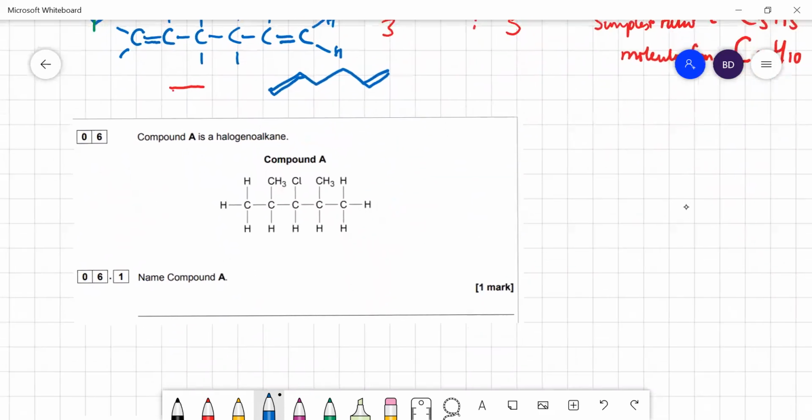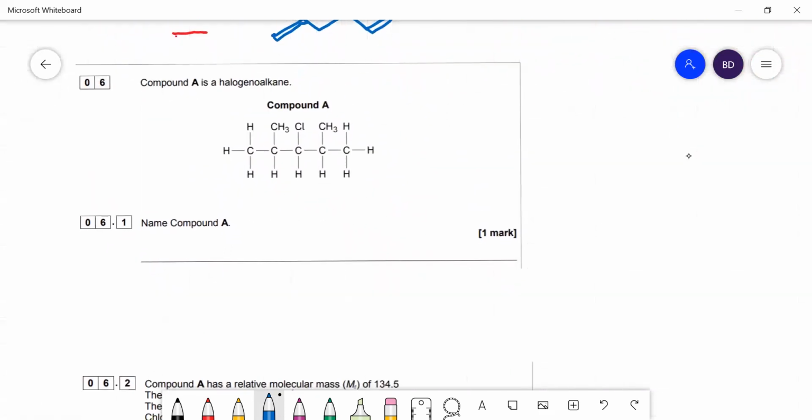Okay, 6. Compound A is a halogenoalkane. Name the compound A. Right, so it's 5 carbons long, so it's going to be pentane. That's the longest carbon chain, and it has got a chloro group on number 3, so it's 3 chloro, but it's also got 2 methyl groups, one on number 2 and one on number 4, so it's 2,4 dimethyl. We've got those 3 bits in the name to put together.